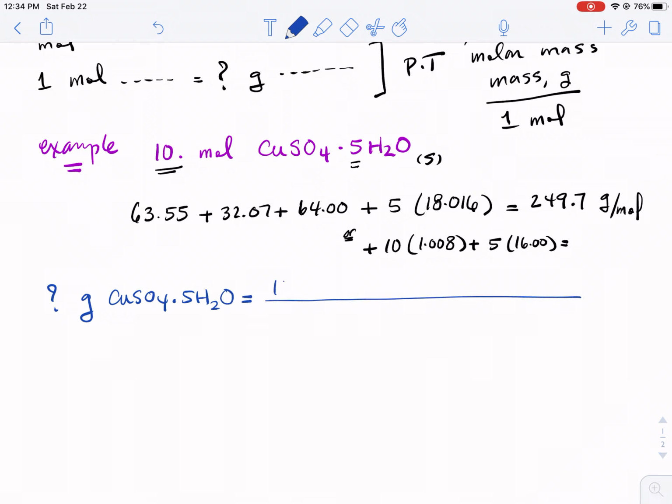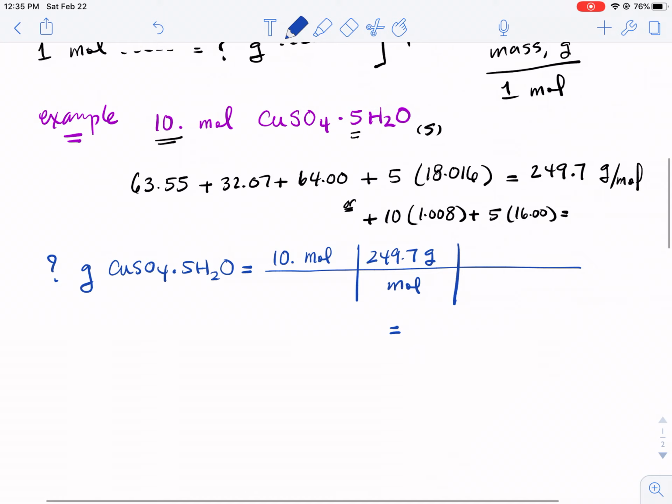So you have 10 moles, and the molar mass is 249.7 grams per mole. And this gives me 10 times 249.7, which would be 2497. Because I'm sticking to 2 sig fig precision here, this rounds to 2500 grams of copper sulfate pentahydrate.